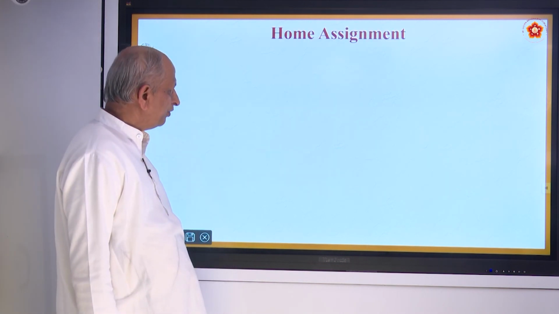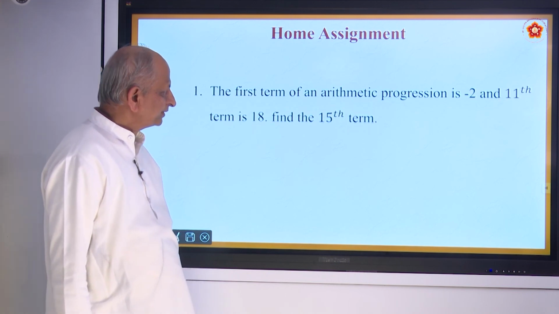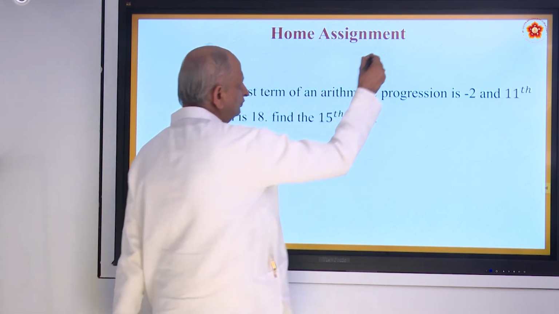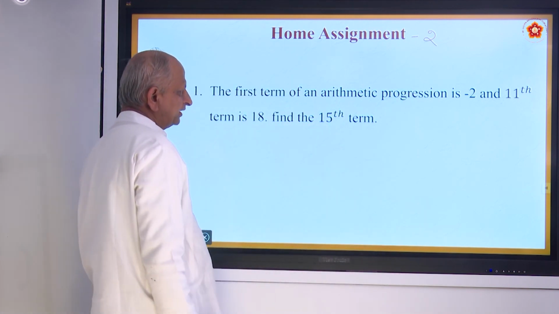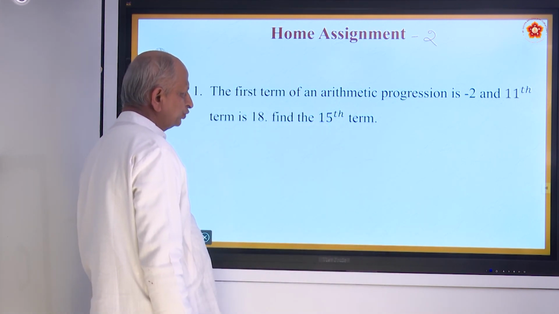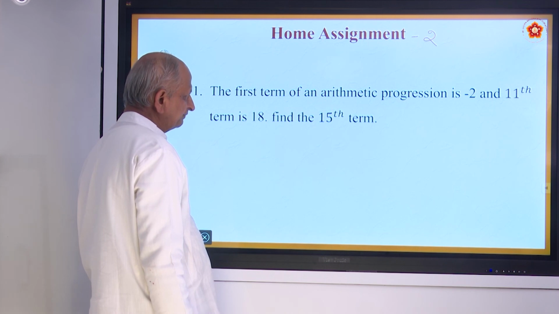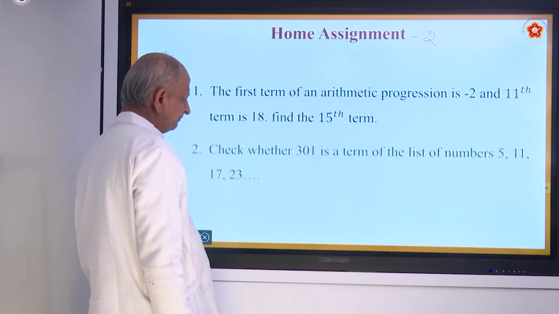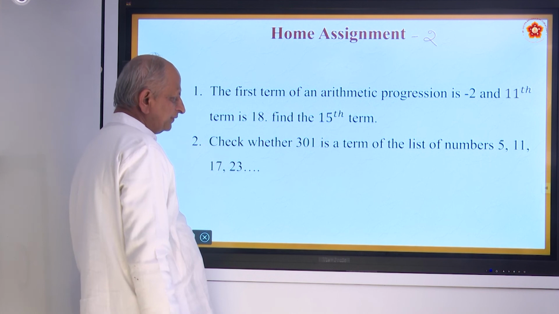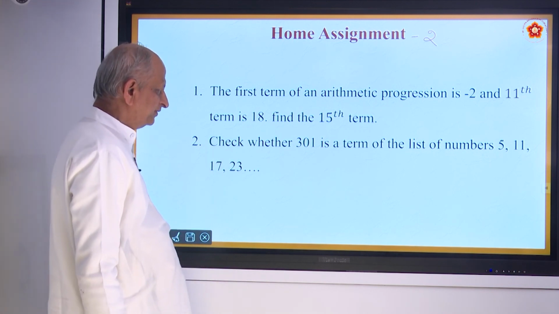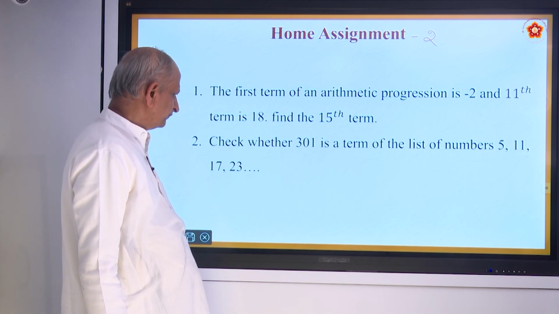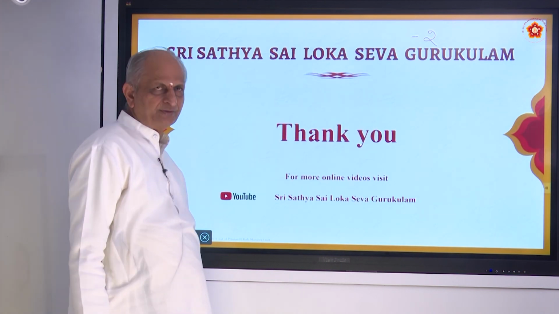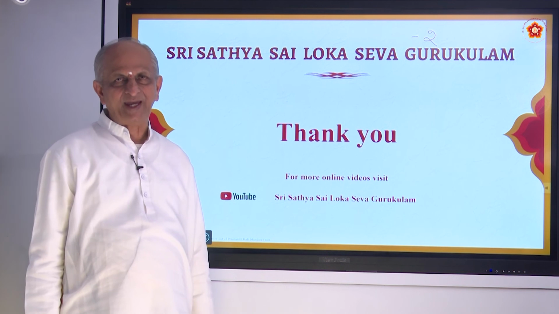Okay, home assignment. That is number 2. The first term of an arithmetic progression is -2 and the 11th term is 18. Find the 15th term. Check whether 301 is a term of the list of numbers 5, 11, 17, 23, and so on. So these are the home assignments. Come prepared. Thank you.